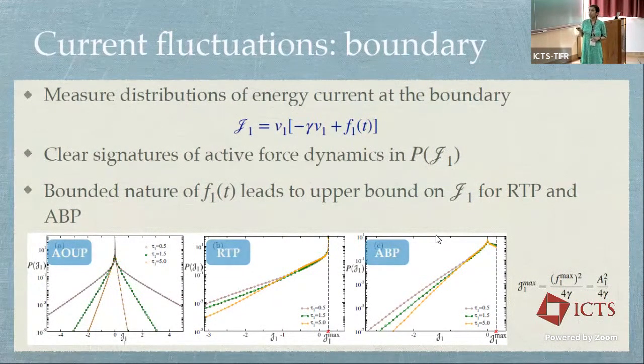So in both cases, first of all, there's an upper bound, which comes from the fact that this F is bounded. The value of F can only be in a certain range. It cannot be unbounded, and that gives rise to a bound in the boundary current itself. And this bound we could calculate for both cases, for ABP and RTP.